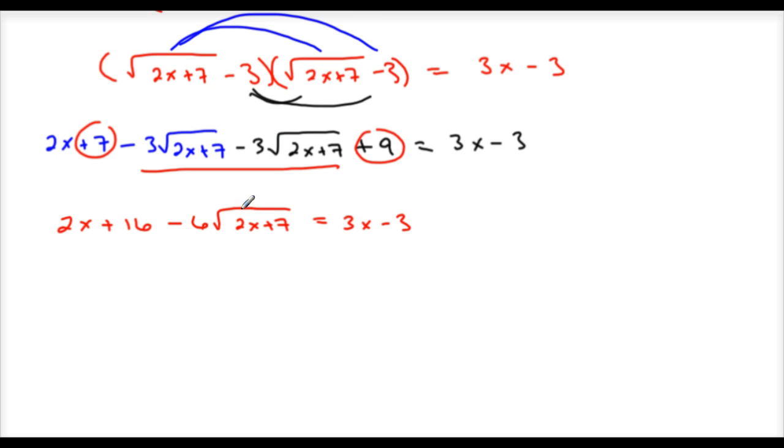I'm going to isolate my radical. I'm going to bring the 2x over, and I'm going to bring the positive 16 over to the other side. So I'm going to have here negative 6 radical 2x plus 7 equals, if I subtract 2x, I'll have 3x minus 2x is 1x, and negative 3 minus 16 is minus 19. Now it's isolated.